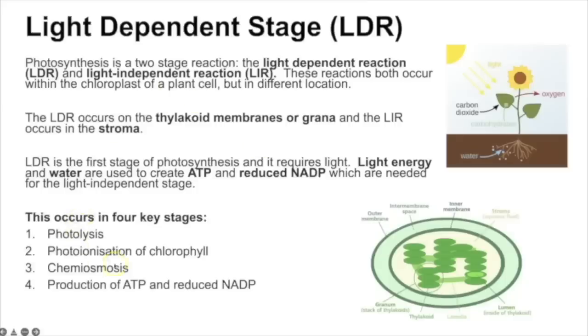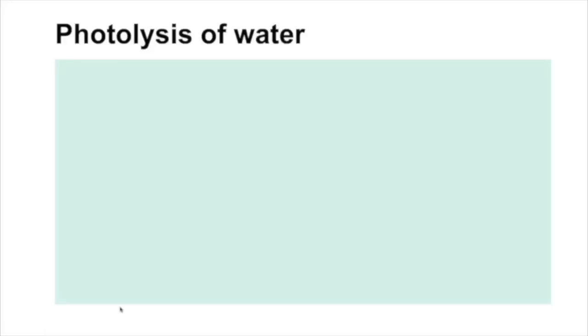So there's 4 key steps here. We have photolysis, photoionization of chlorophyll, and chemiosmosis. Now those are actually the 3 processes. Production of ATP and reduced NADP is the outcome, but AQA states these are the 4 key stages that you need to know. So starting with photolysis, photo refers to light, lysis means splitting.